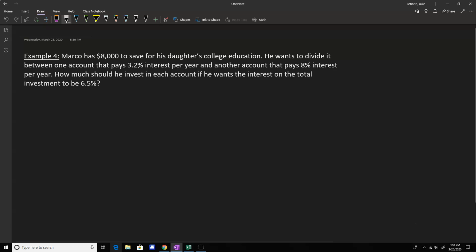So again, this is pretty similar because he has $8,000. Again, we have something with earnings. So $8,000 to save for his daughter's college. He wants to divide it between two accounts, one at 3.2% and another at 8%. How much should he invest in each account if he wants the interest on the total to be 6.5%?